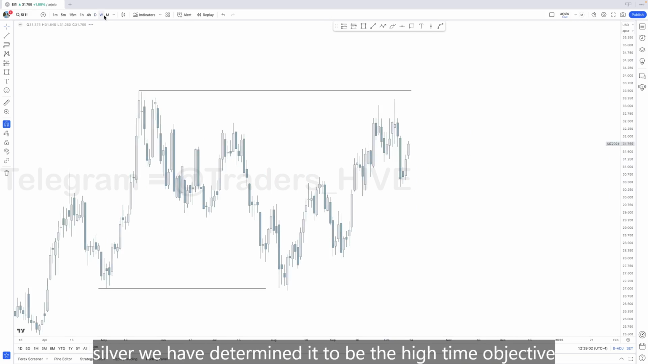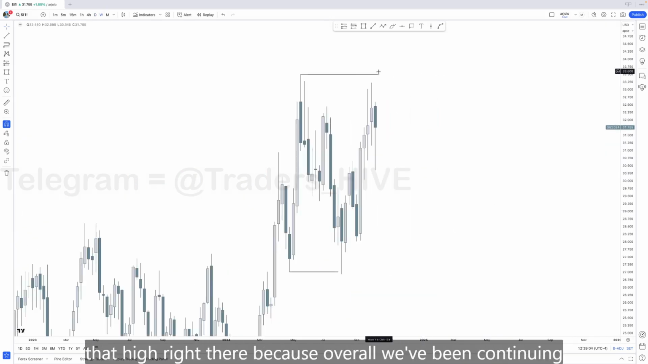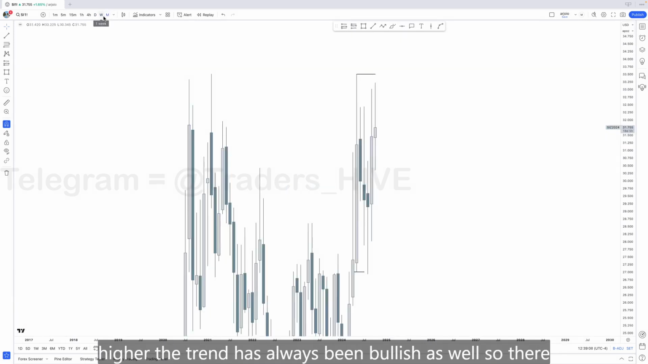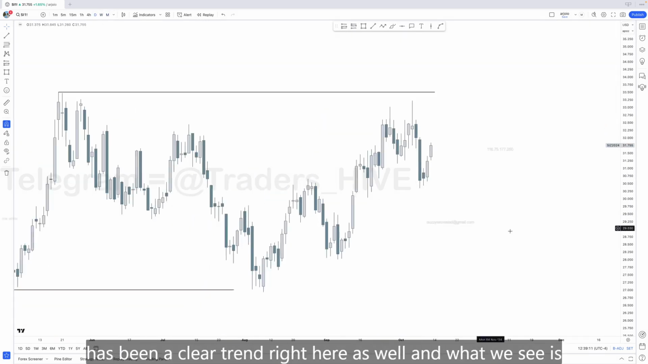And on silver, we have determined it to be the higher time frame objective, that high right there. So overall, we've been continuing higher. The trend has always been bullish as well. So there has been a clear trend right here as well.